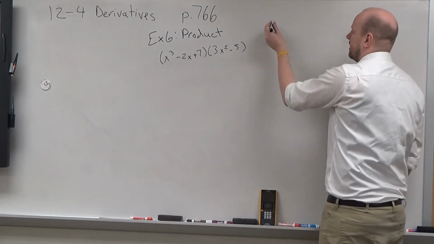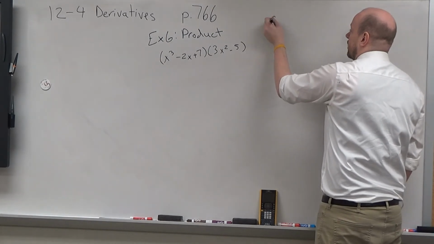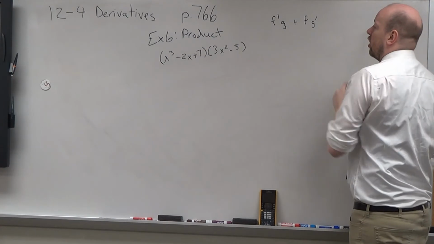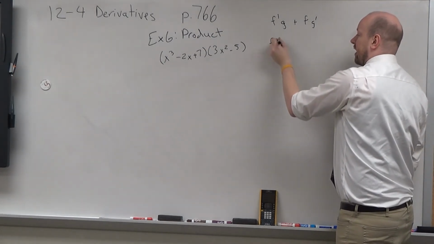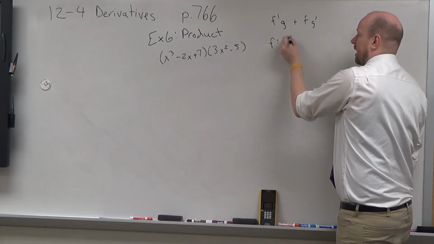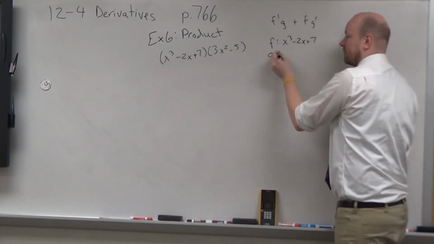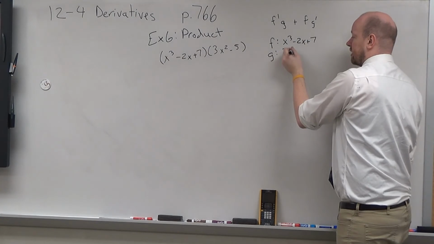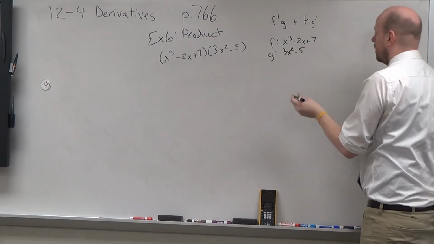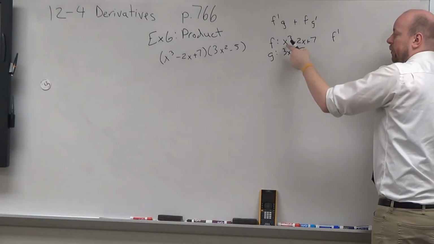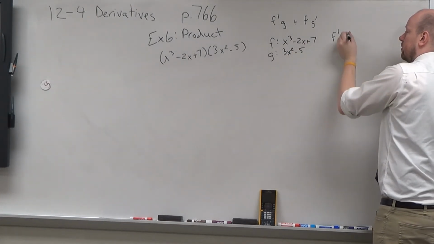So the way I do it is to keep organized. Remember, it's going to be f prime g plus f g prime, so I need all four of those. First, my f of x is x cubed minus 2x plus 7. And then my g of x, my other function, is 3x squared minus 5. Well, my f prime is just the derivative of that function, so I get 3x squared minus 2.